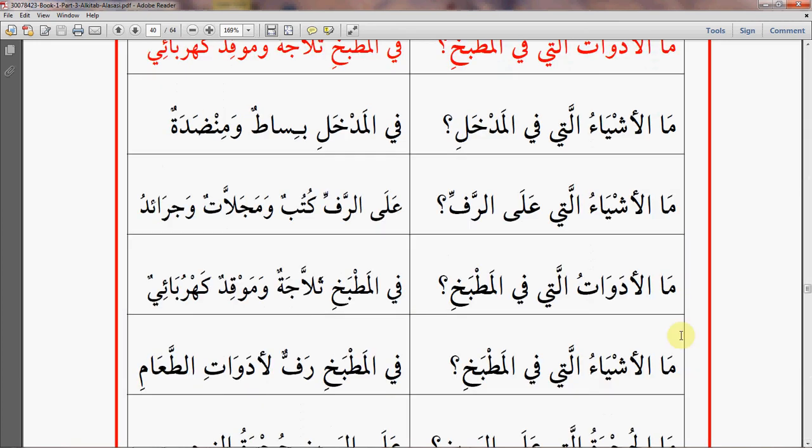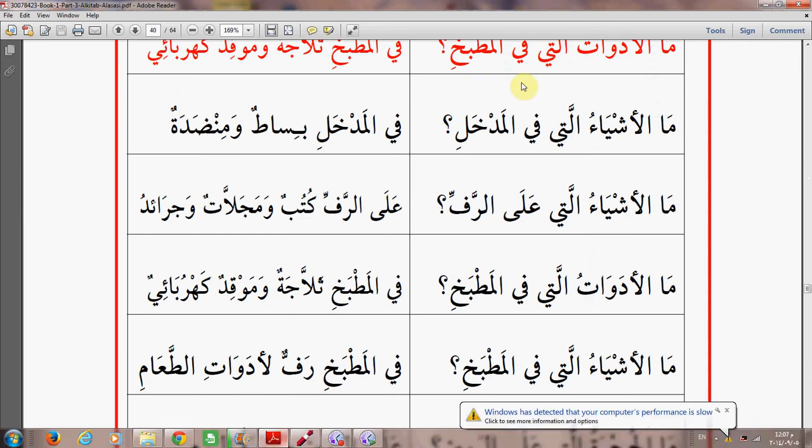Okay, so what is the meaning? What is the difference between ما الأدوات التي في المطبخ and ما الأشياء التي في المطبخ? ما الأدوات التي في المطبخ? What are the tools that are used in the kitchen? Okay, ما الأشياء التي في المطبخ? Anything that you can find in the kitchen. Even if there is a carpet, this is أشياء, one of the things. But الأدوات means these tools used in the kitchen to cook or to eat. Okay, the spoons, knives, forks, these are all called أدوات.